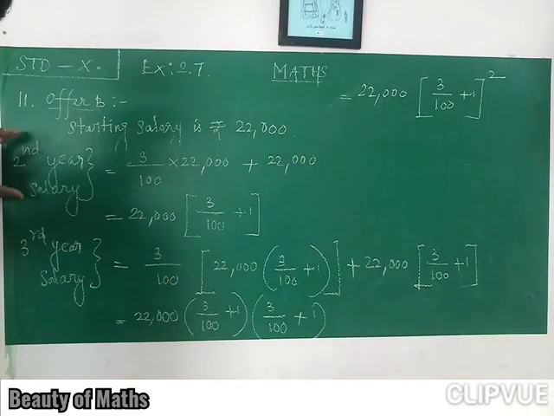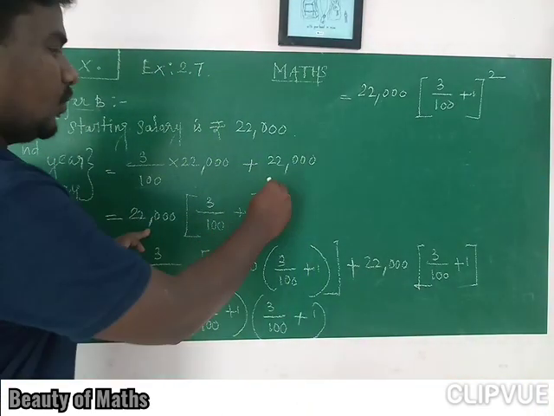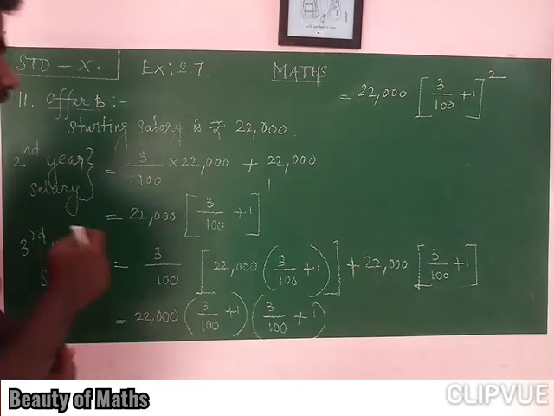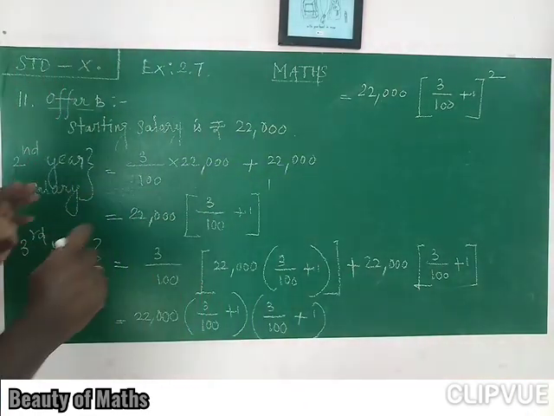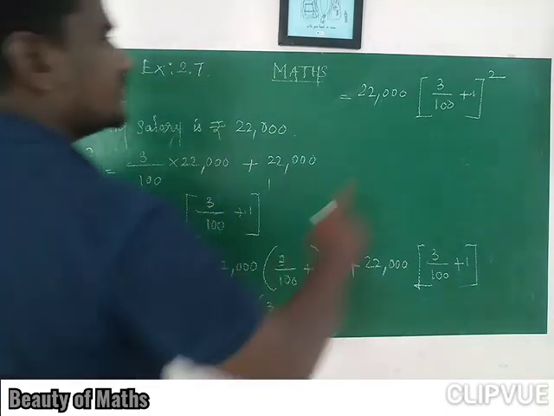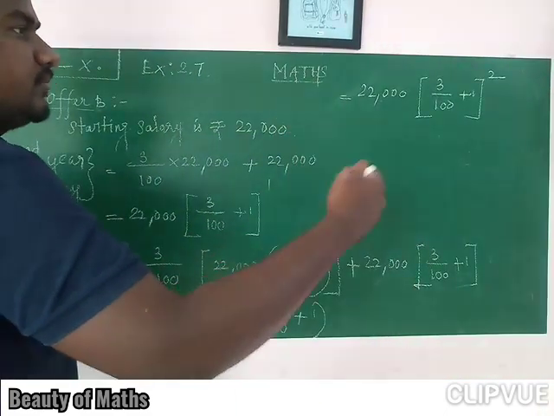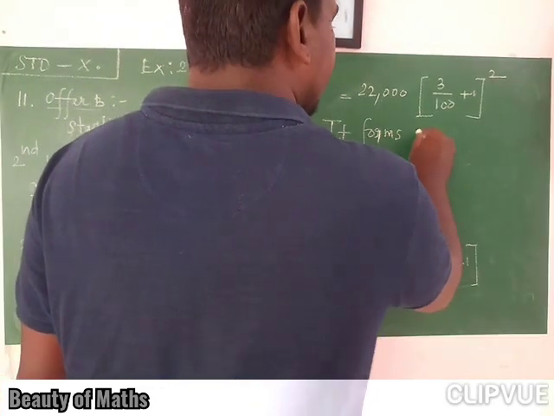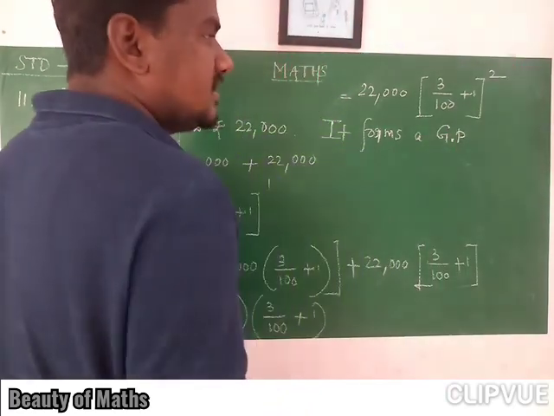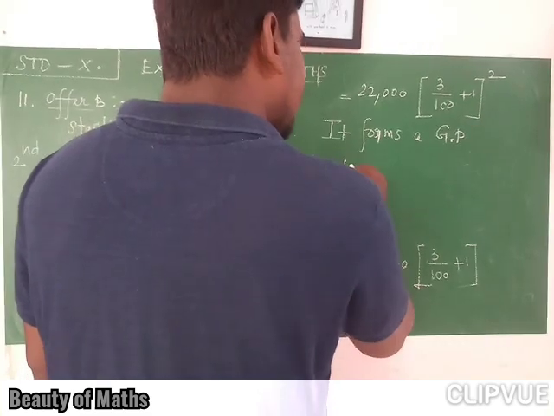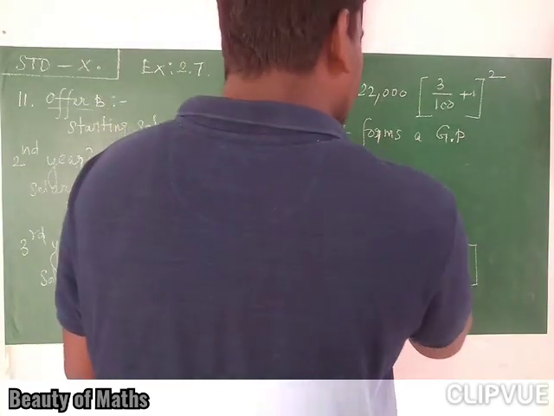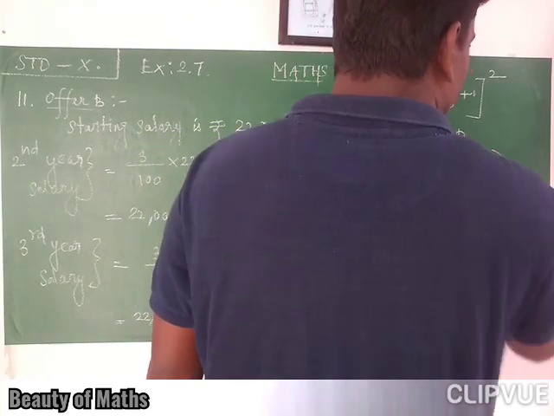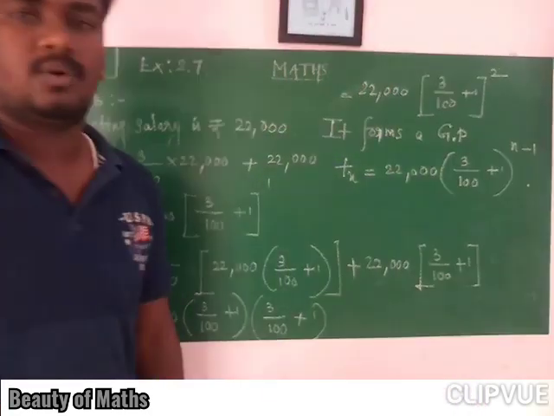Listen carefully. Second year salary is 22,000 of 3 by 100 plus 1 whole power 1. Third year salary is 22,000 of 3 by 100 plus 1 whole square. You can see the difference. Second year means 1, third year means 2, so fourth year means 3, fifth year means 4, and so on. So it forms a GP. This is r. So Tn, the nth term, is equal to 22,000 of 3 by 100 plus 1 whole power n minus 1.